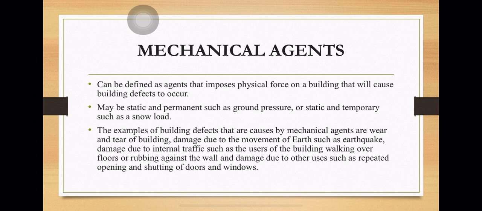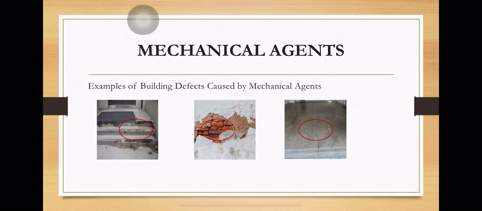So mechanical agents can be defined as agents that impose physical force on a building that will cause building defects to occur. It may be static and permanent, such as ground pressure, or static and temporary, such as snow load. The examples of building defects that are caused by mechanical agents are wear and tear of building, damage due to movement of earth such as earthquake, damage due to internal traffic such as the users of the building walking over floors or rubbing against the wall, and damage due to the other users such as repeated opening and shutting of doors and windows. These will be explained in the next slide.